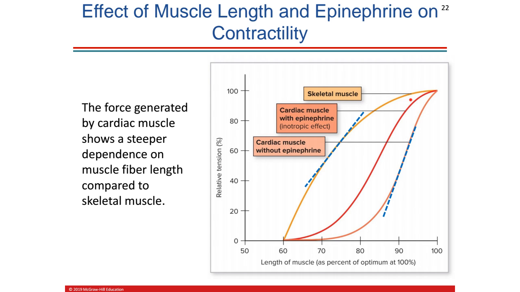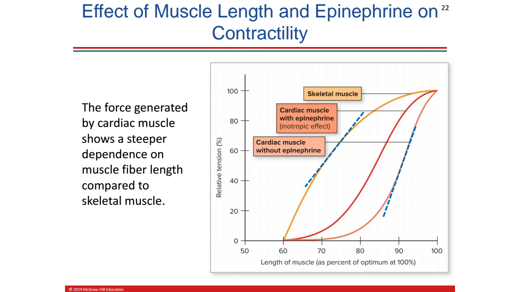With skeletal muscle, you get a more gradual decline in relative tension, as if the muscle is sort of pre-contracted essentially before you stimulate it and then measure the relative tension. Whereas with cardiac muscle, this slope is much steeper, meaning that for a small change in the length of the muscle, you go to much lower tensions quite quickly. And so this is actually quite important. This means that the force generated by cardiac muscle shows a steeper dependence on muscle fiber length compared to skeletal muscle. And this goes back to the Frank-Starling law of the heart.